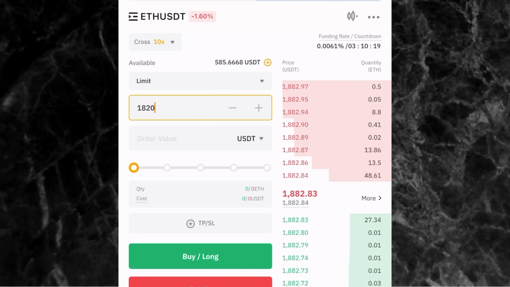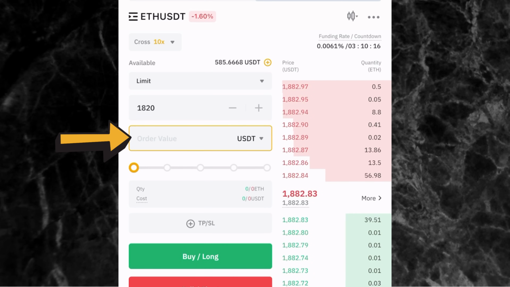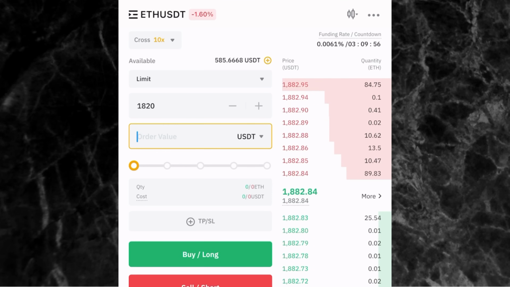The next thing you need to do is to come here and enter the amount of USDT you want to use for the trade. Don't forget, when I was talking about leverage, I said the amount you're using to trade is equal to your margin, which is the amount you are dropping, multiplied by your leverage. So the amount you're entering right here is your margin multiplied by leverage. Let's say I have 585 USDT in my wallet, and I want to use $200 for this trade. So I'll be dropping 200 times the leverage. Remember, the leverage is 10x. So 200 times 10 is $2,000.